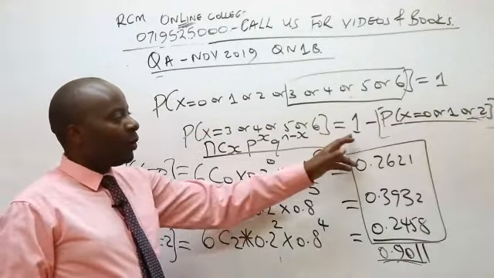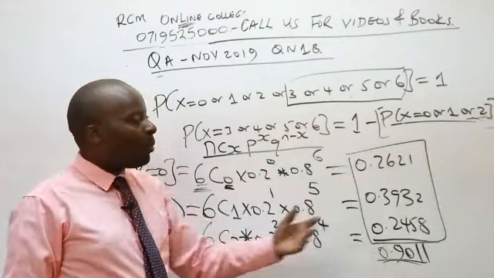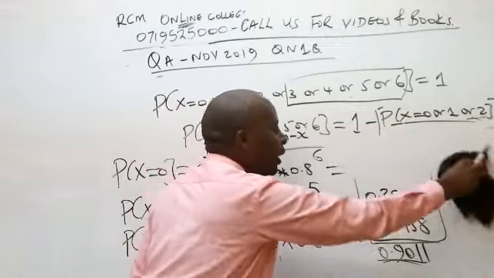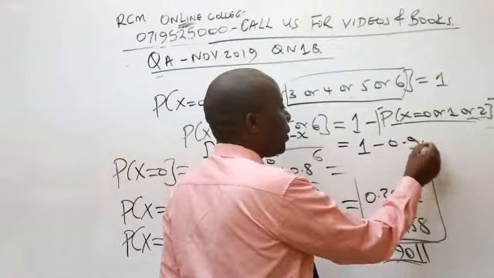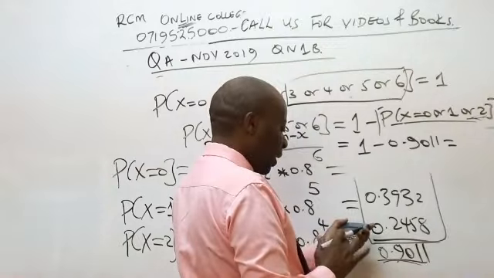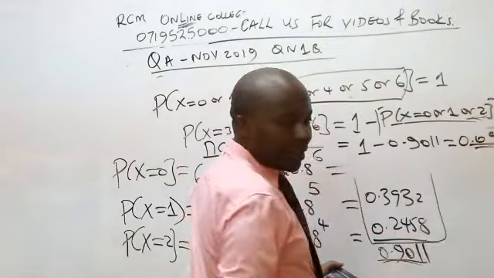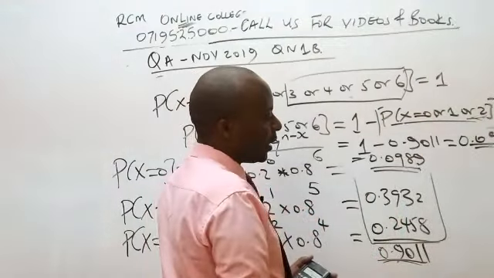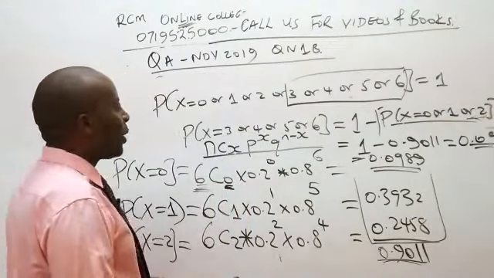If you remember, what they wanted us to give them here is 1 minus that figure that we have just found there. So our probability for more than 3 will be 1 minus 0.9011, which gives us 0.0989. So this answer is 0.0989, about 9.89%. So that is it, ladies and gentlemen.